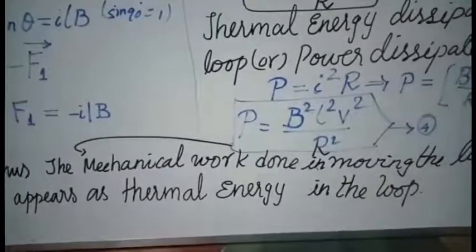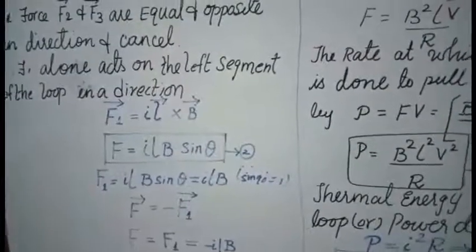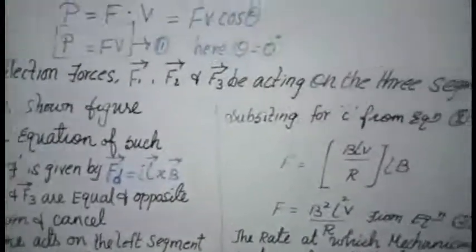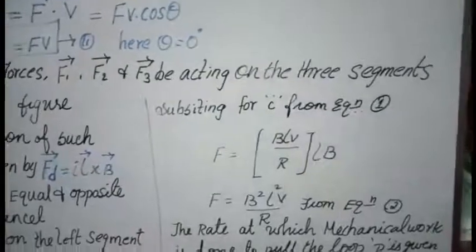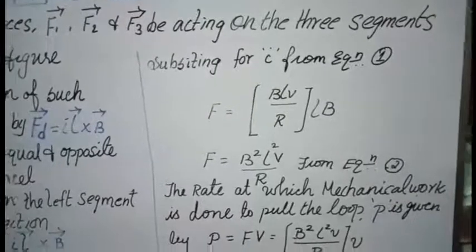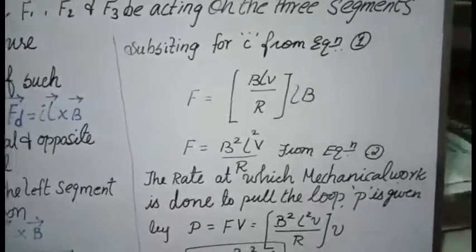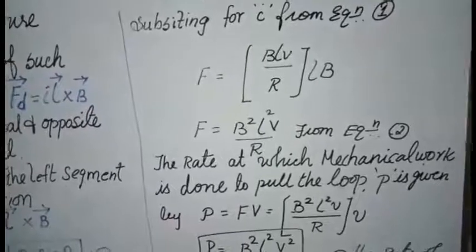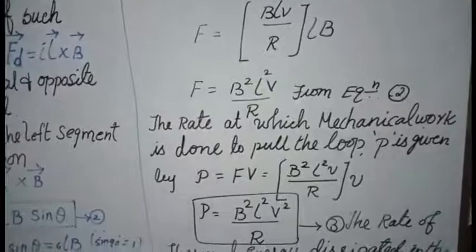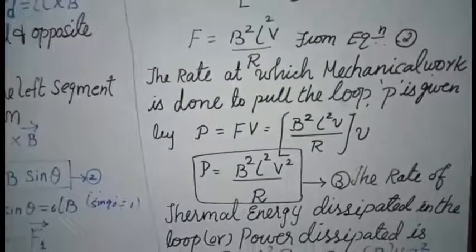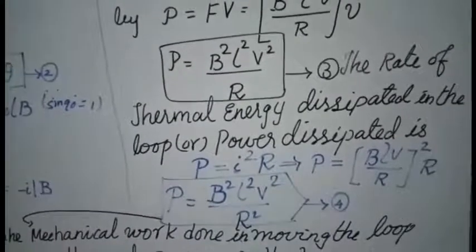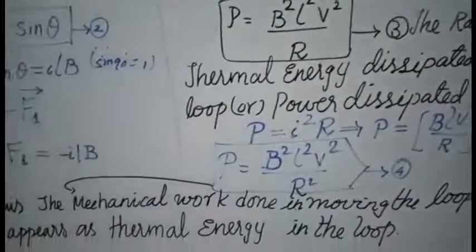Here, substituting the value of i, F is equal to F1 is equal to B L V divided by capital R into L B. F is equal to B square L square V divided by R. The rate at which mechanical work is done to pull the loop from the magnetic field, or power, is given by capital P is equal to F v, which is equal to B square L square V divided by capital R into V. The P is equal to B square L square V square divided by R, equation number 2.